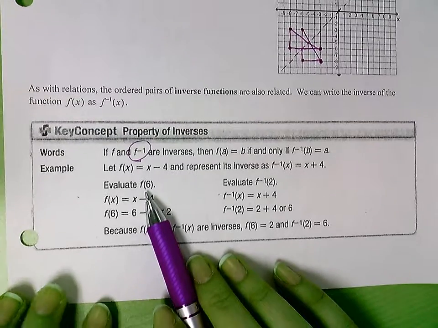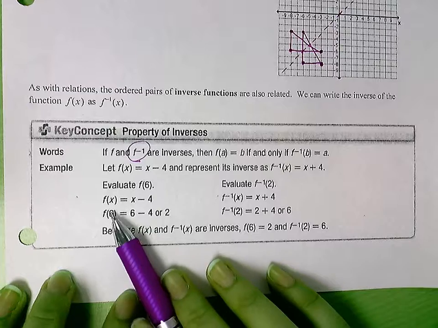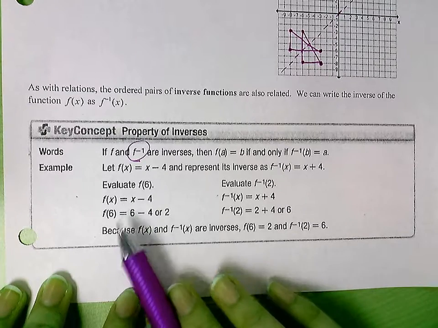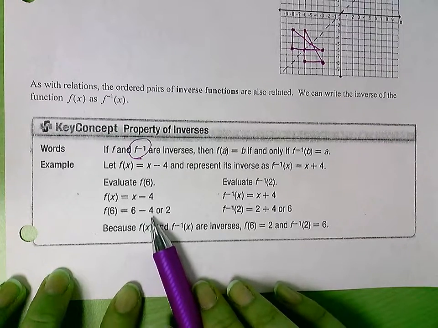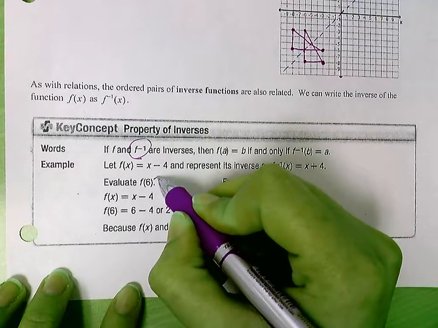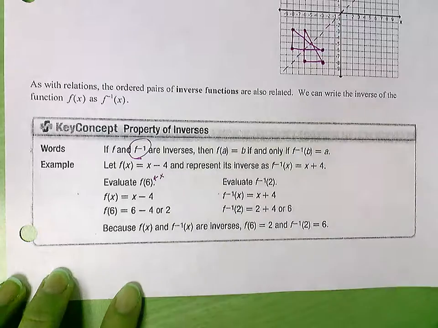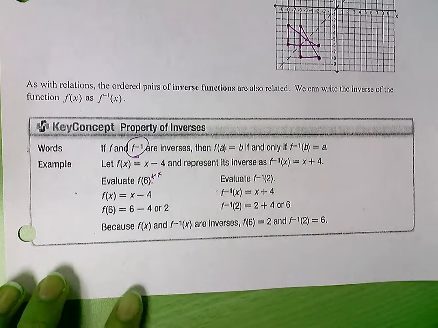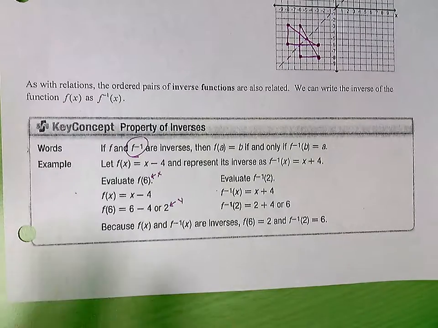If I look down further, I can evaluate f of 6 using my f of x function. I plug in 6 for x, so I have 6 minus 4 is 2, right? So I started here, my x value was 6. That's your x value. It gave me this value of 2. That's my y value. Plug in a number for x, you get the y value.